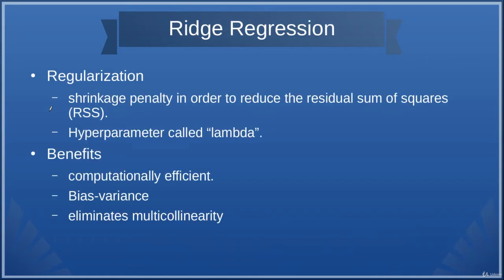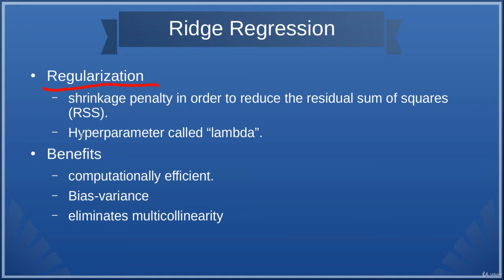So ridge regression is, again, traditional regression, but with a slight twist. What we have now is something called regularization, which involves a shrinkage penalty in order to reduce the residual sum of squares. Now, one of our primary goals in developing linear models is to reduce error, to reduce the residual, if you will. And the shrinkage penalty is applied to try to reduce this.